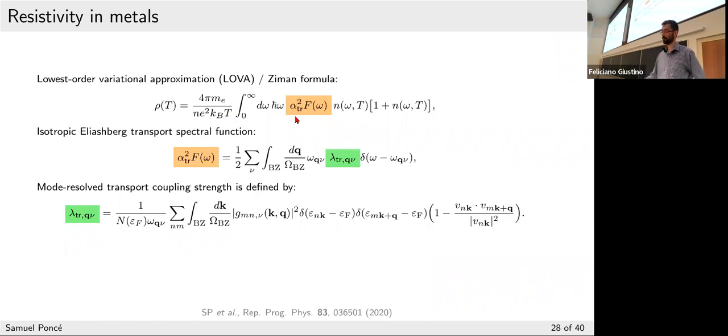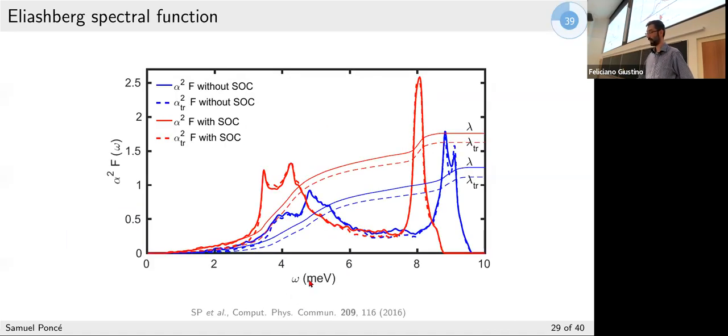In the next talk by Roxana, she will certainly talk more about the Eliashberg theory, because this is also linked with superconductivity. But this is the transport version of the Eliashberg spectral function. If you want to compute it, you need to compute the mode-resolved transport coupling strength. The typical coupling strength without transport is just this term here being 0, so you have just 1. So what is this term? It's just the electron-phonon matrix element, and then you have two delta functions, but you can see that they are with respect to the Fermi level. This means that you are only considering the states very close to the Fermi level. Okay, does this work? Yeah, so this is lead.